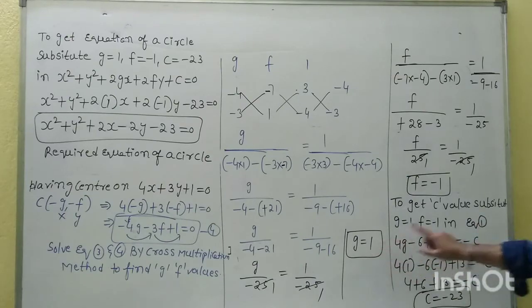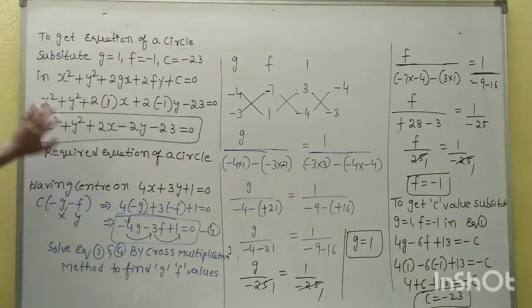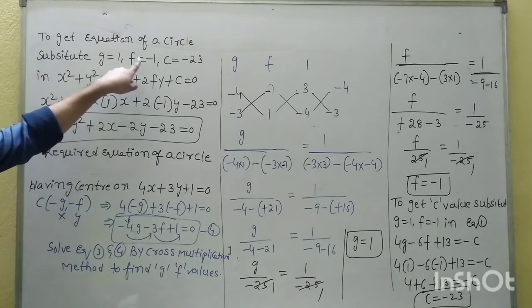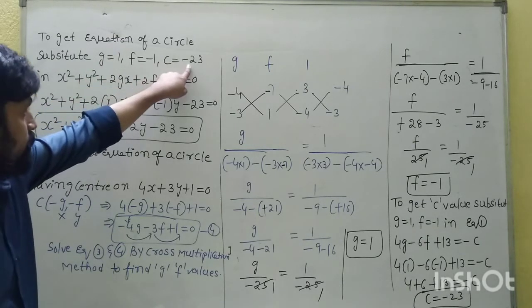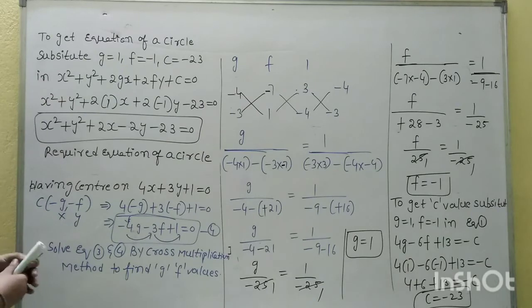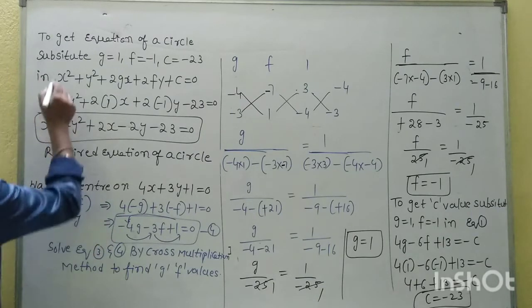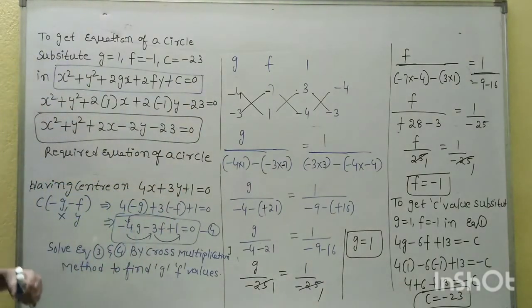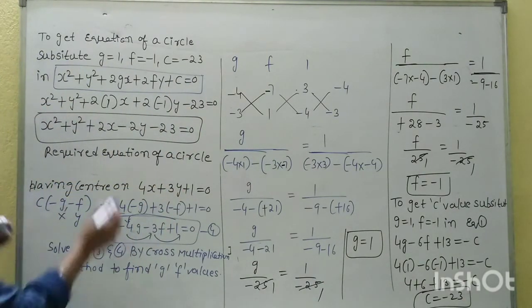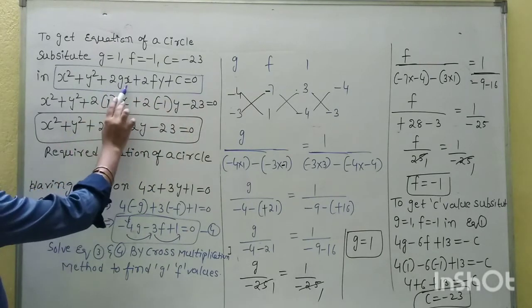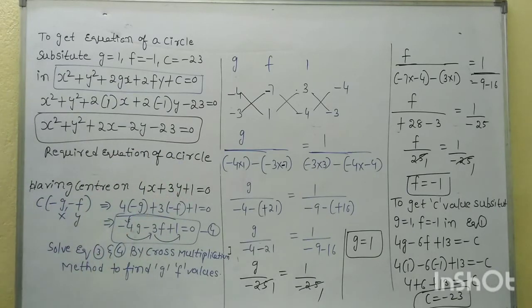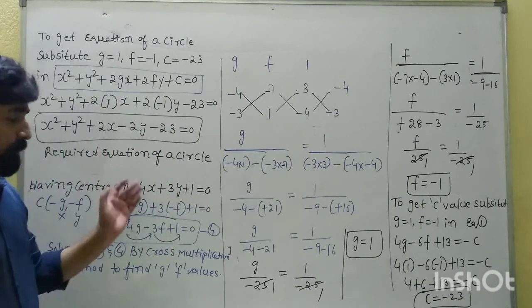Now substitute the g value, f value, and c value in the standard equation. To get the equation of the circle, substitute g equals 1, f equals minus 1, c equals minus 23 in the equation x square plus y square plus 2gx plus 2fy plus c equals 0. That is the standard equation of a circle. After substituting the g, f, and c values, you will get the required equation of the circle. This is for a 7 marks question.